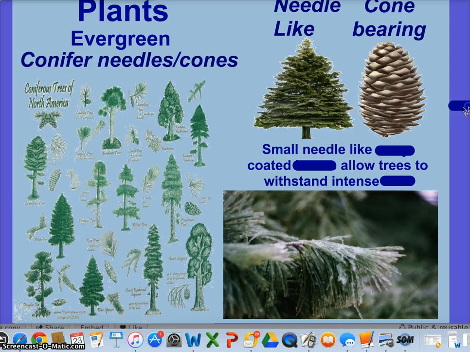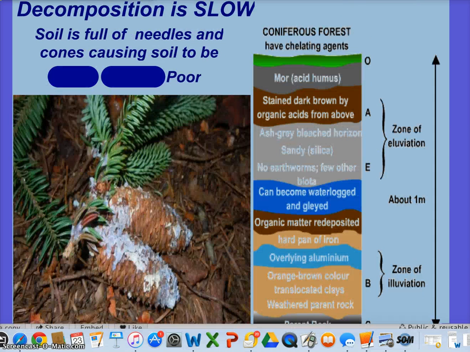They're usually small needle-like trees, and then there's this waxy coating, and there's a picture for you to see, which is like an adaptation for leaves to withstand the intense cold that takes place. And there's a picture of needle-like versus cone-bearing coniferous trees.